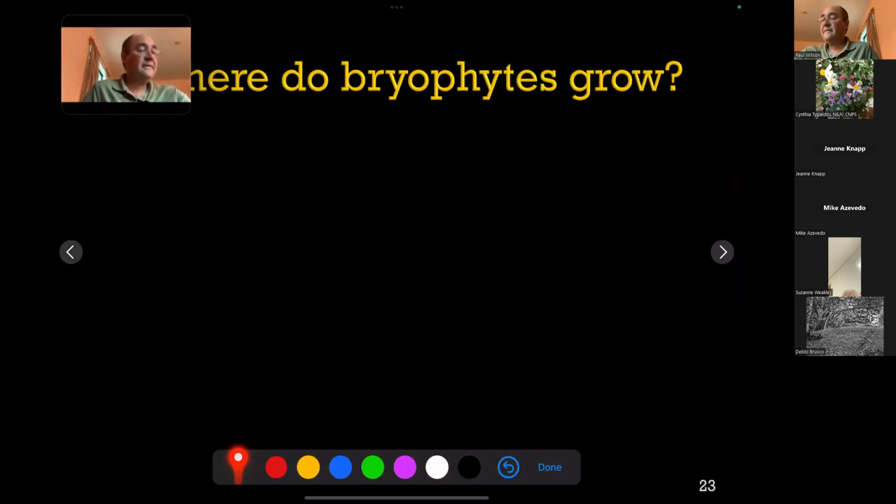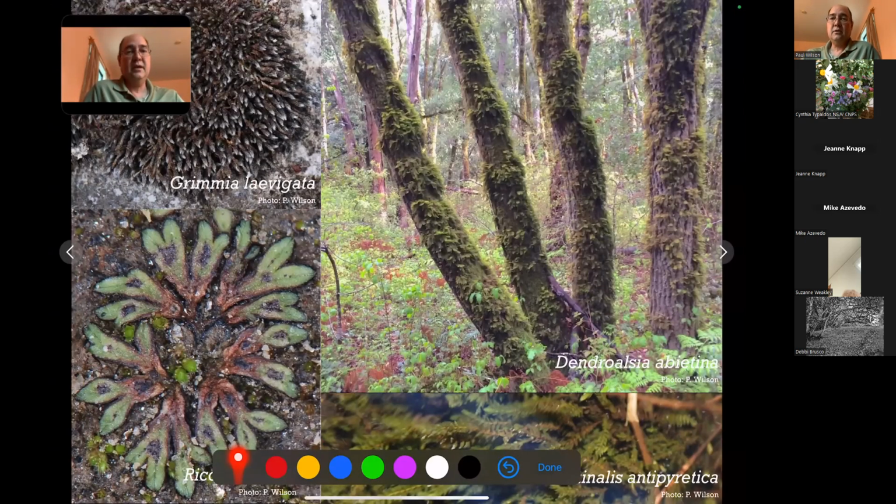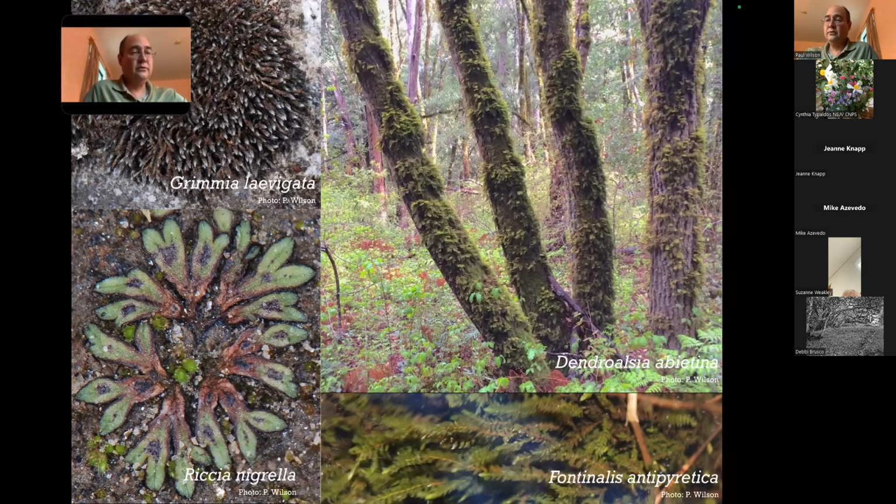Okay, where do bryophytes grow? Well, they grow on all sorts of substrates. They grow on rocks, they grow on soil, they grow on trees. And then this Fontinalis antipyretica, that grows in streams. So you can have things that grow in wet places, in dry places, all sorts of different substrates.